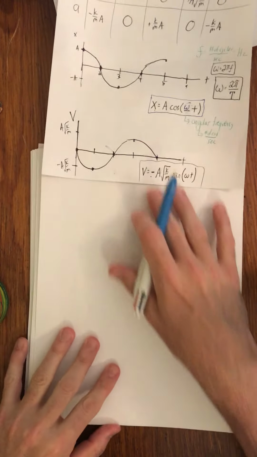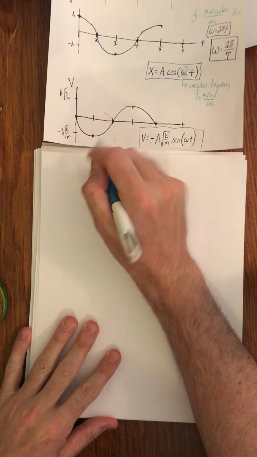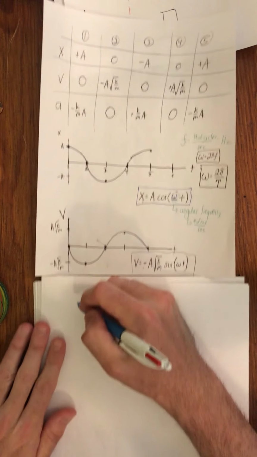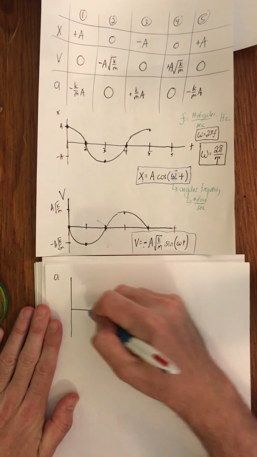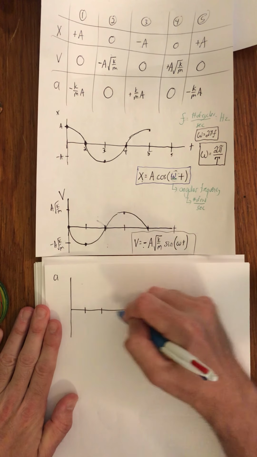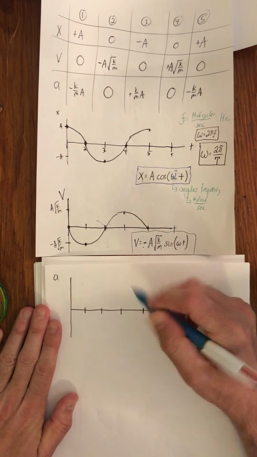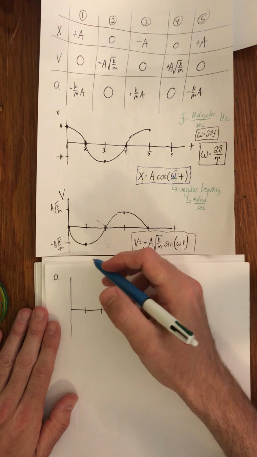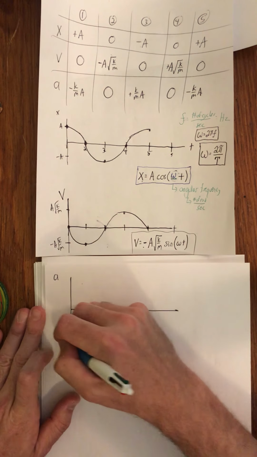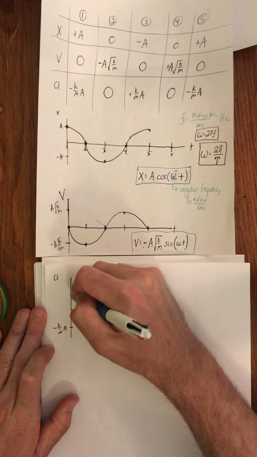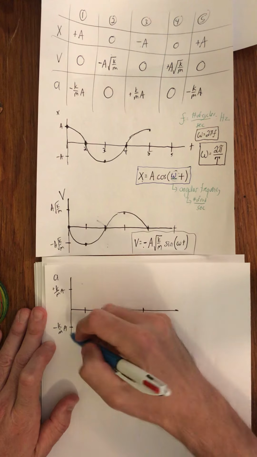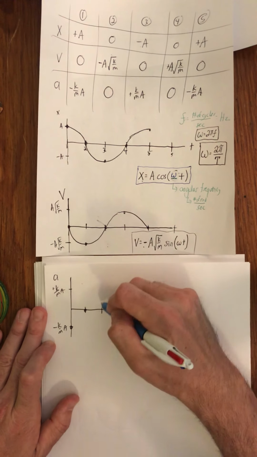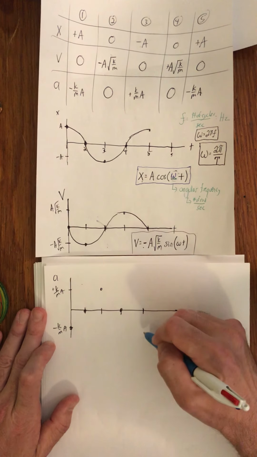Because I want to draw one more graph using this. So let me see if I can get all of this on. And that is the acceleration as a function of position. Okay. So if I look at that, let's see, it looks like I'm going from negative k over m a, and then positive k over m a here. And I'm going negative, 0, positive, 0, negative.